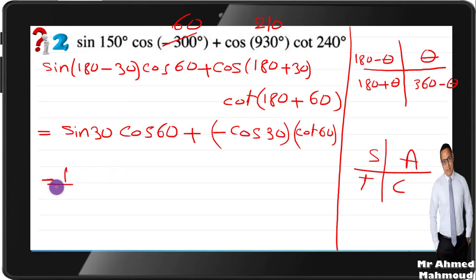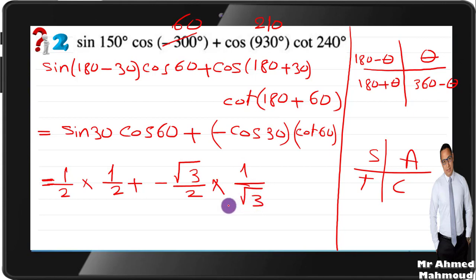Okay, now I will write the value of each one. Half: sine 30 equals half, times cosine 60, also half, plus negative cosine 30, root 3 over 2, times cotan 60, which is 1 over tan 60, meaning 1 over root 3. Finally, this one equals negative 1 over 4. Next.